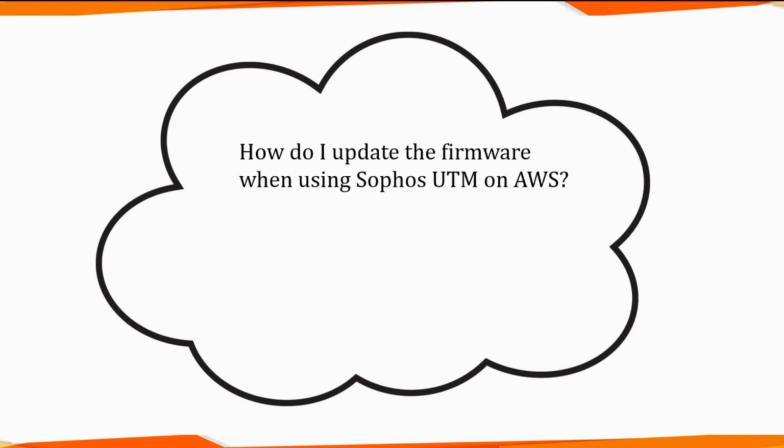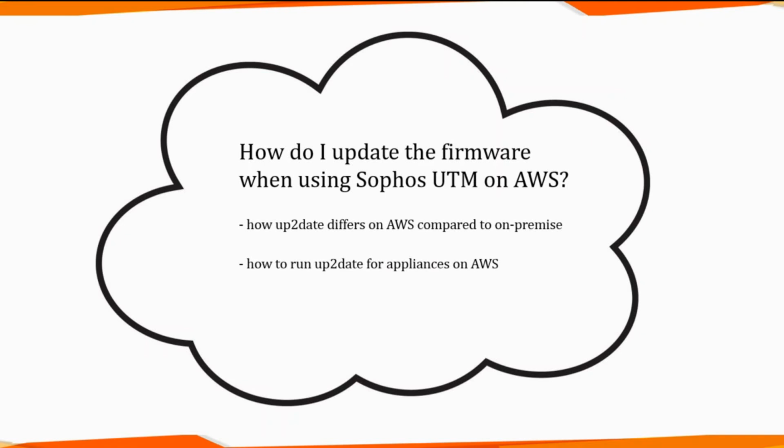I'm going to answer this question by showing you first how running Up2Date on AWS differs from running it on an on-premise device, and then secondly, I'm going to go through the point and click of actually initiating or starting the whole update process.